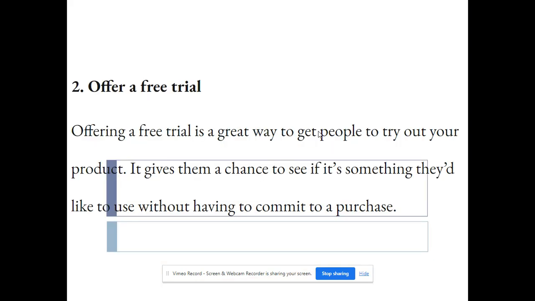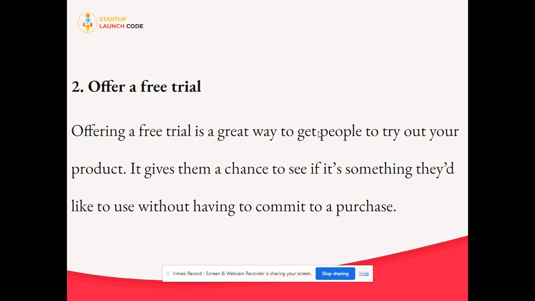Number two is, if possible, offer a free trial. Now, offering a free trial is a great way to get people to try out your product. It gives them a chance to see if it's something they would like to use without having to commit to a purchase. So this is very useful for software as a service products. Giving a free trial encourages people to want to try out your product because they know they have nothing to lose. So you are not asking them to make a purchase.